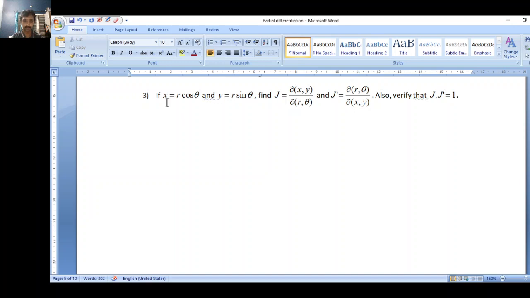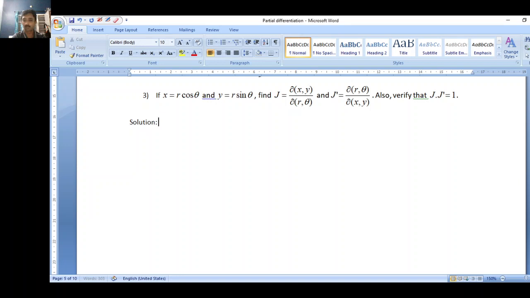We are given that x and y are functions of r and theta, and in this particular problem we are told to find J, which is dou of x comma y by dou of r comma theta, and J dash, which is dou of r comma theta by dou of x comma y. And further we are told to verify that J into J dash is 1. So this is exactly what we are supposed to do in this particular problem.